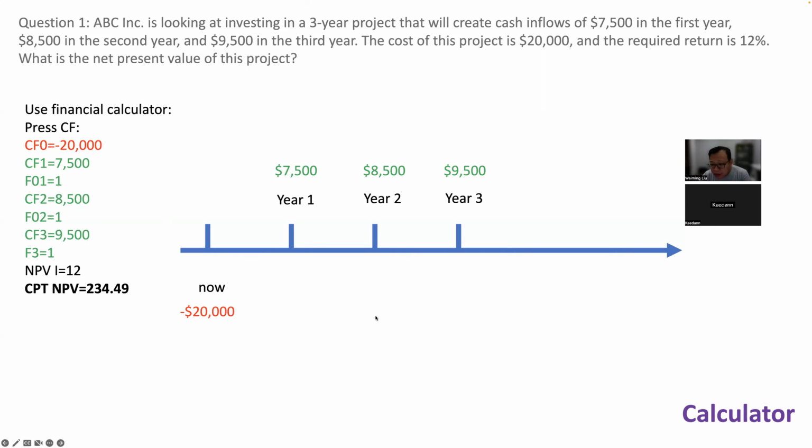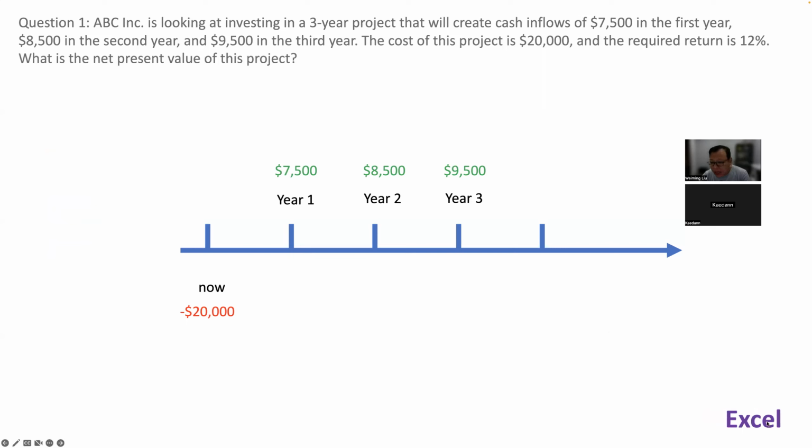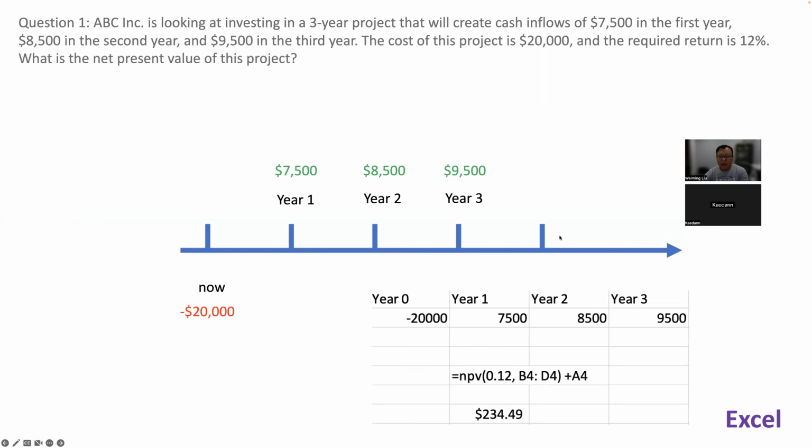Okay, next method, we can also use Excel to calculate net present value. The way you set it up is that you label year 0, year 1, year 2, year 3, and you enter the relevant cash flows for each corresponding year, right? Now, the formula for calculating net present value is this.